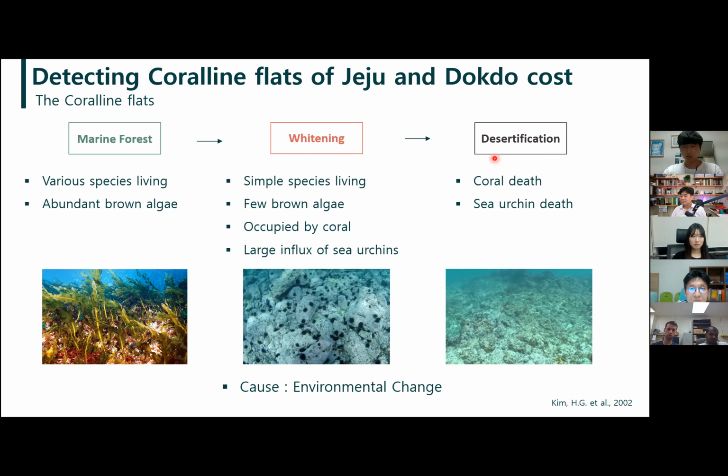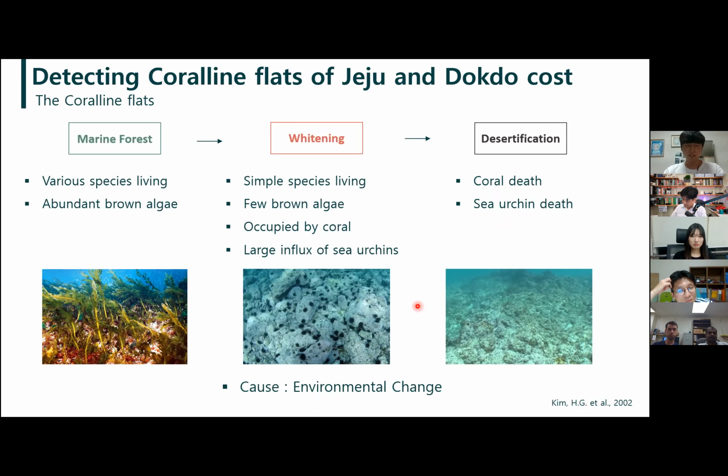And finally, when the ocean is desertified, it has the following characteristics: coral death, sea urchin death, everything is death. Yes, this is caused by environment change. Environment means very, very many kinds of things.